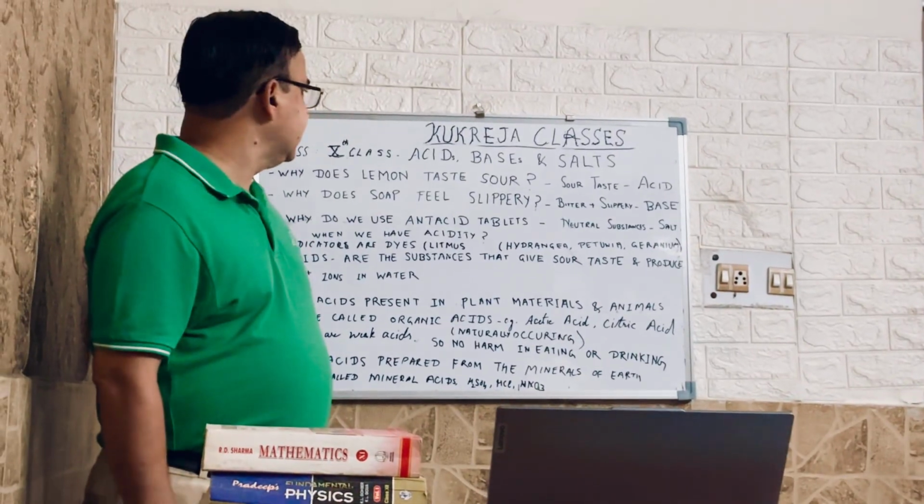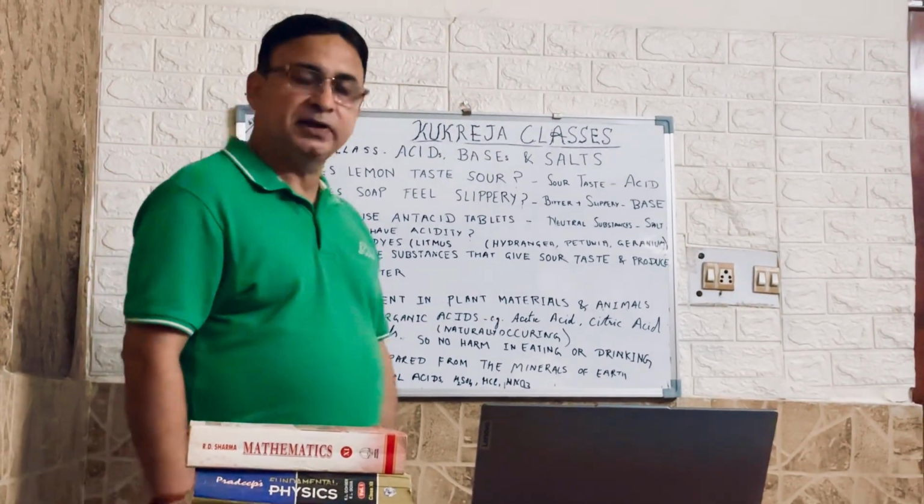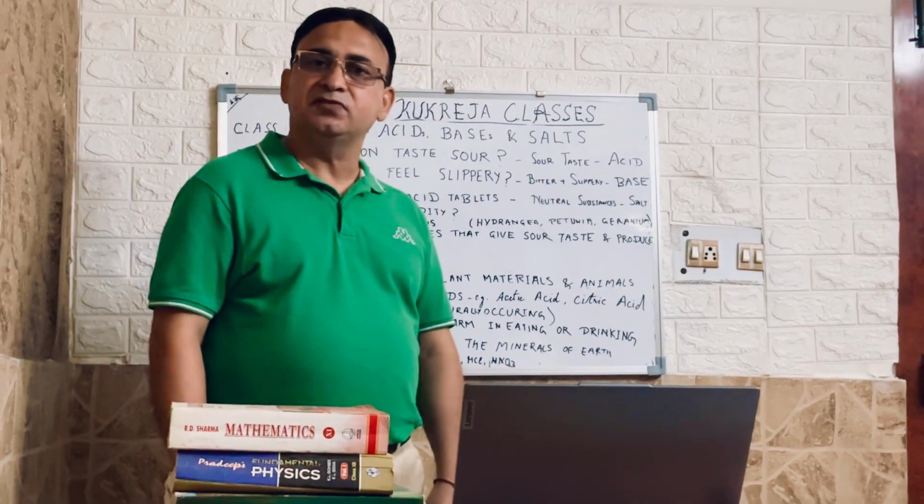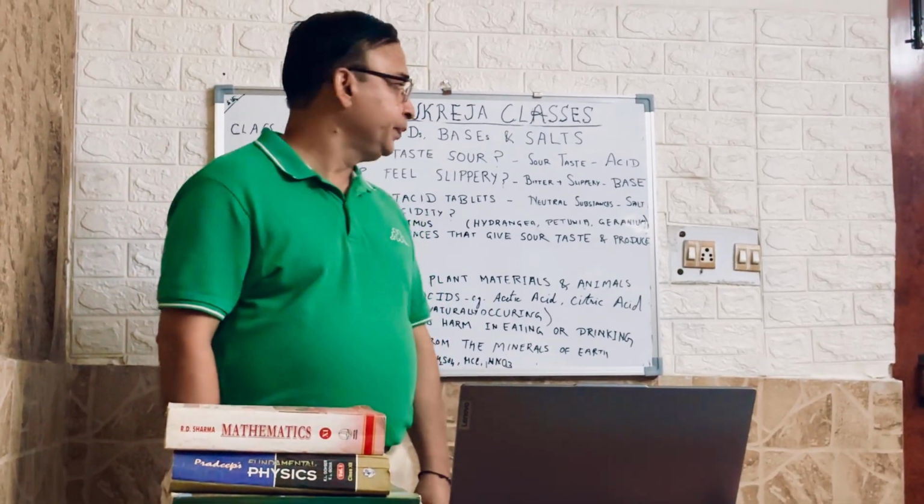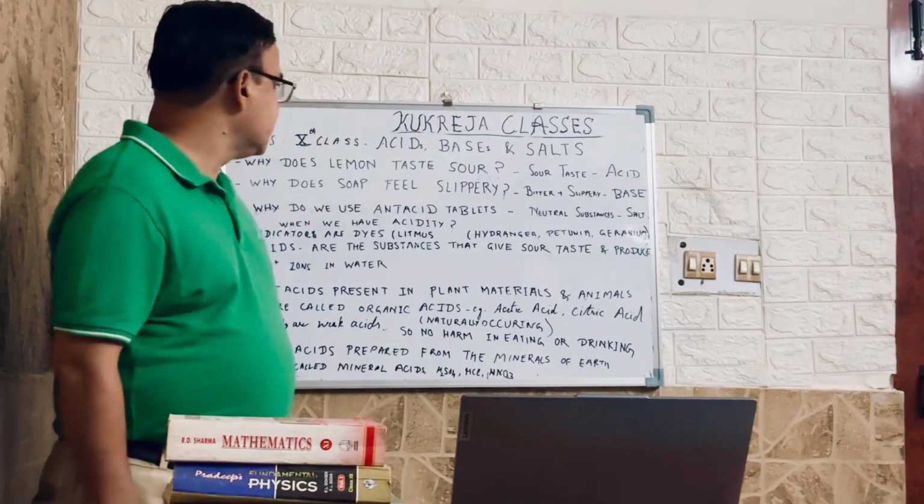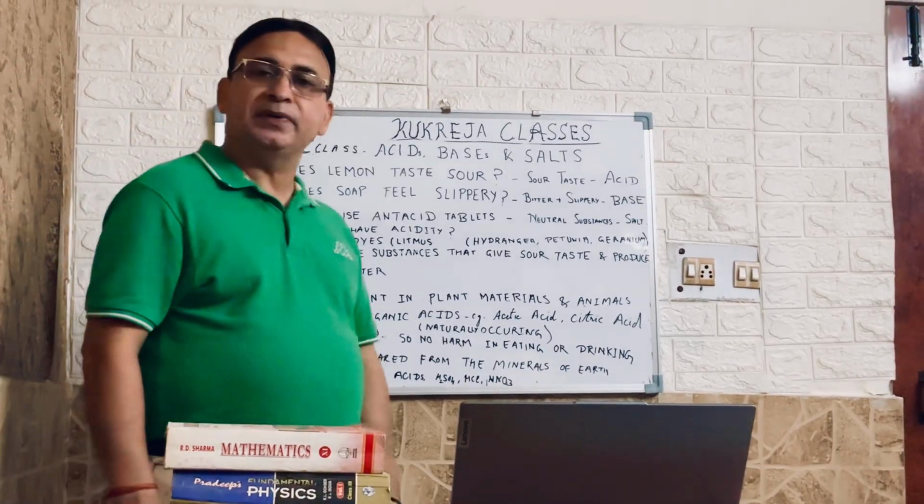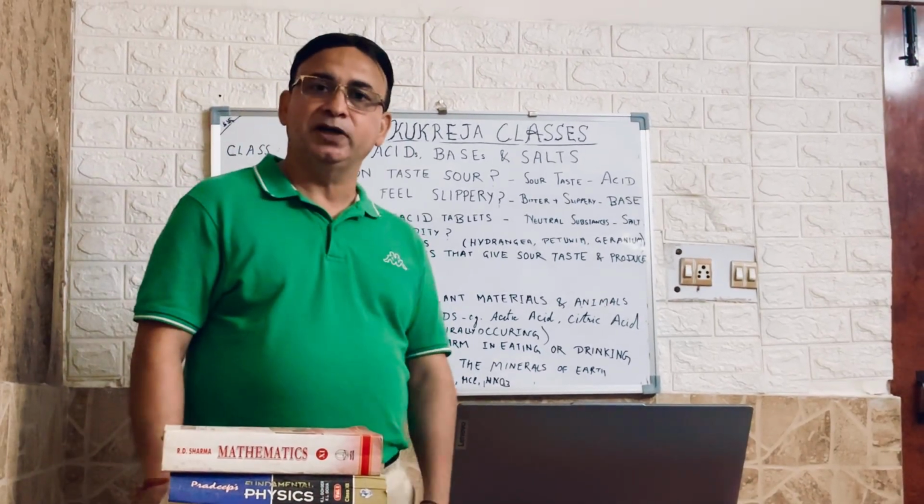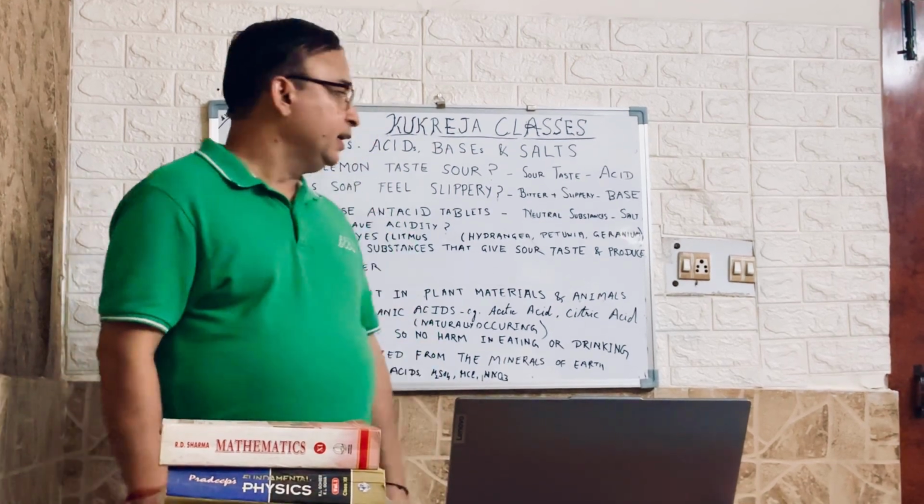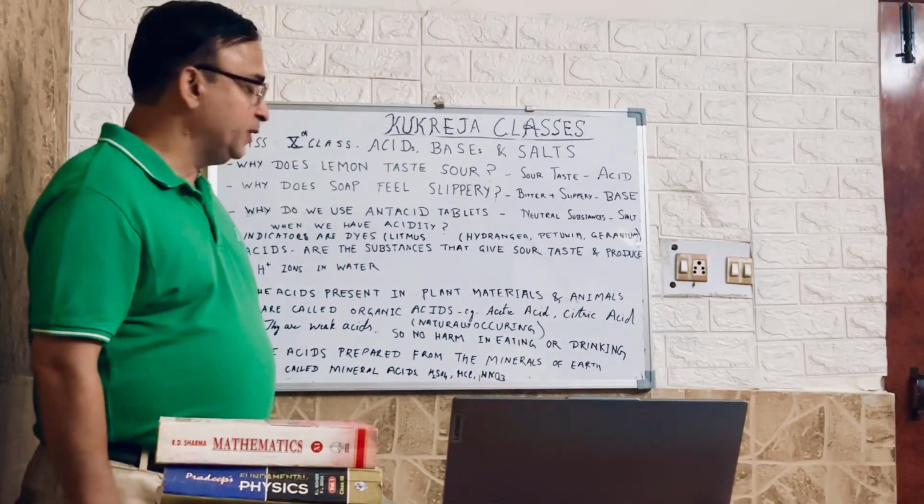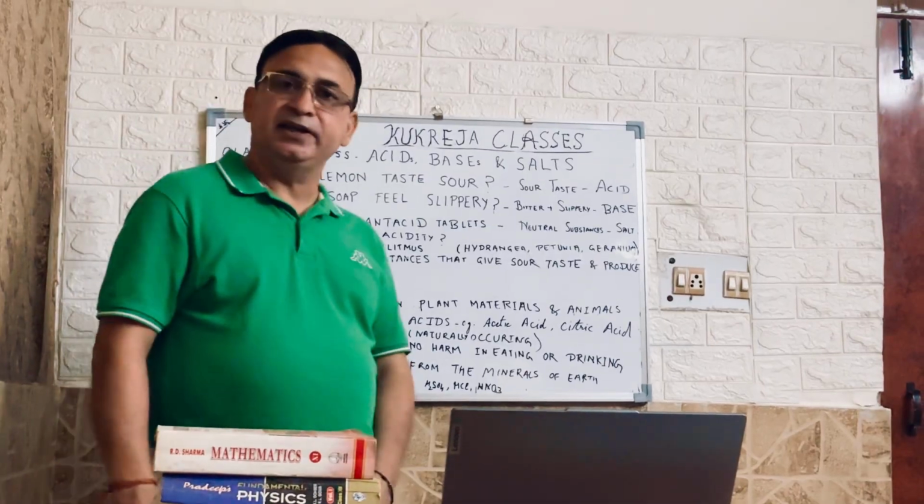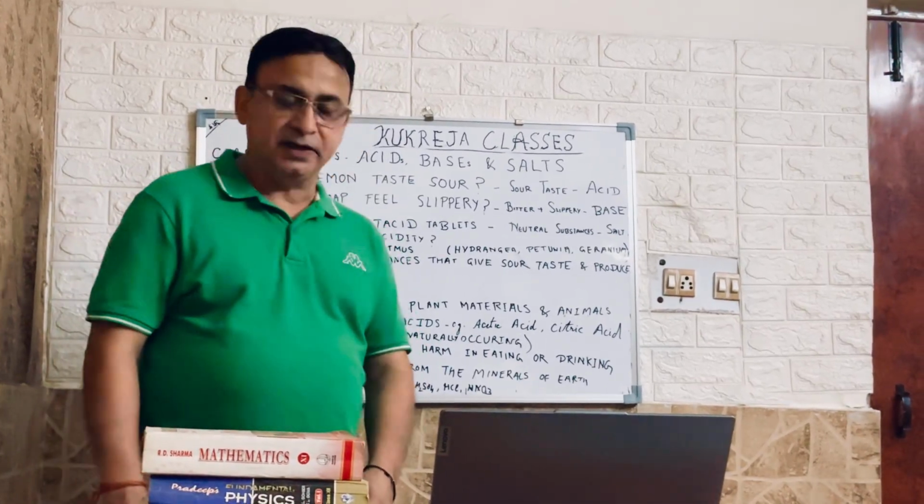The answer to the first question, why does lemon taste sour? Because the sour taste of lemon is due to the presence of citric acid in it. And why does soap feel slippery? Because of the presence of the base sodium hydroxide in it. And why do we take antacid? Because antacid contains magnesium hydroxide. We call it milk of magnesia.